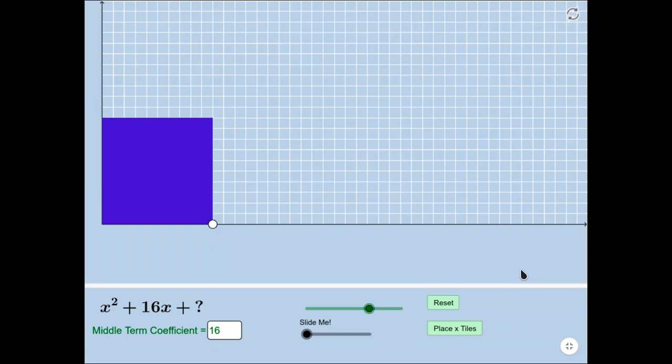Alexa, what is my phone's battery level? Oh, hello.